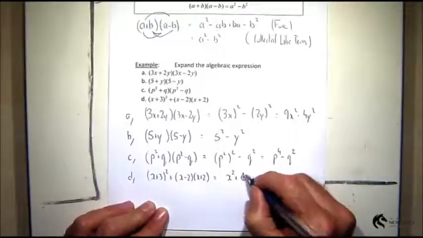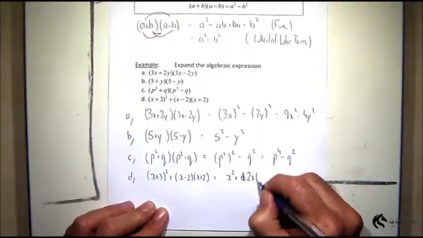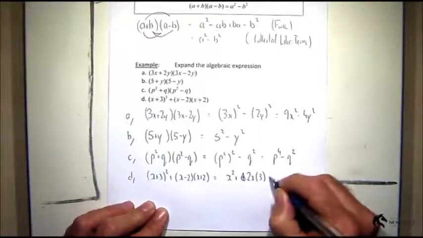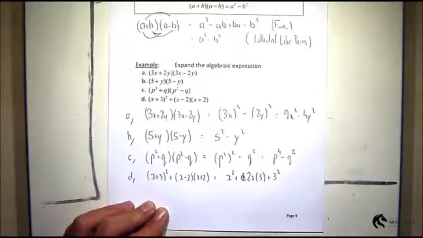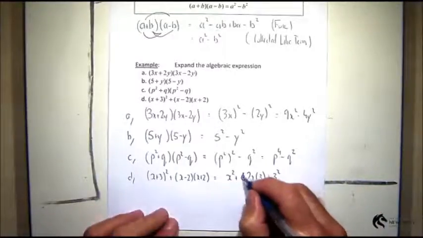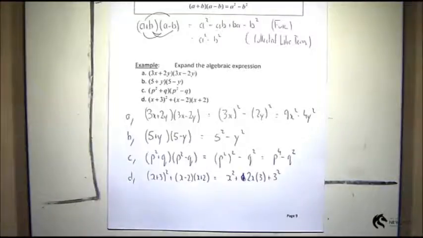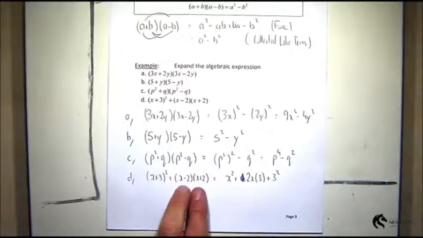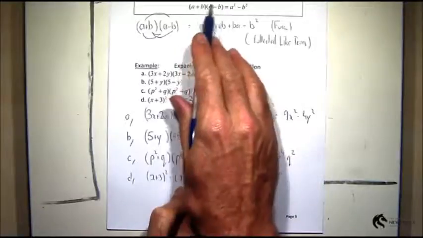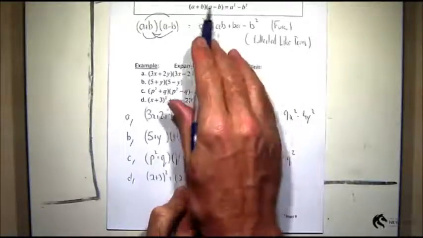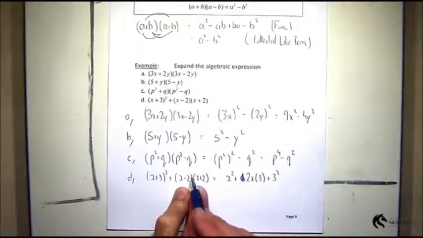Actually, I'll write it in. It'll be 2 times x times 3. And lastly, plus 3 squared. There, so let me just scrub that out. That's using a plus b all squared. Now this one is definitely the difference of two squares. It doesn't matter whether I have a plus b times a minus b or a minus b times a plus b. It doesn't matter which order that's in.